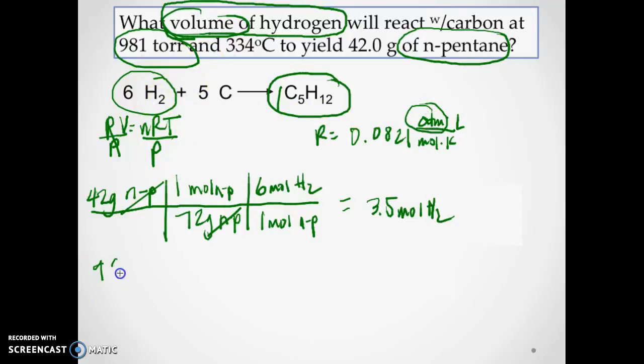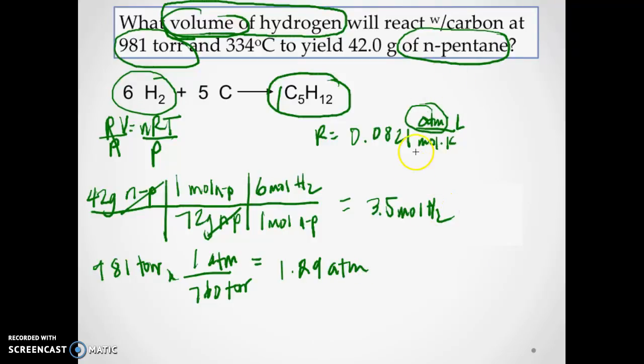So 981 torr, 760 torr is found in 1 atmosphere. So when we do the math, you get 1.29 atmospheres. So far we have moles, we have atmospheres. Do we have liters? No, because that's what we want. And then Kelvin, which is just Celsius added by 273, which is 607.